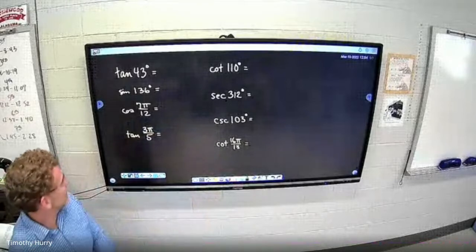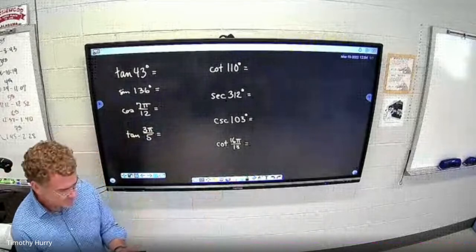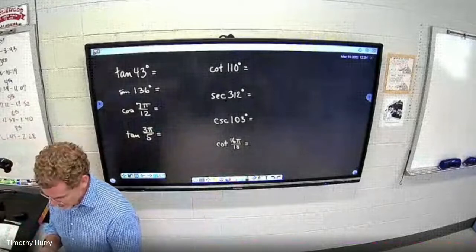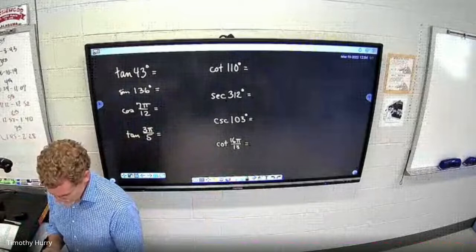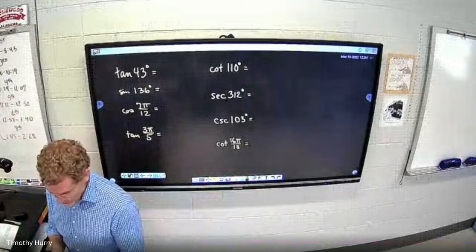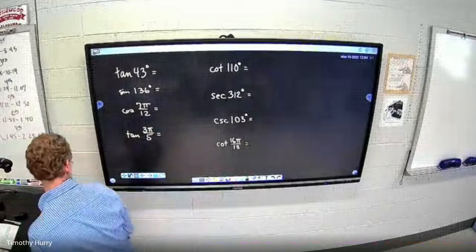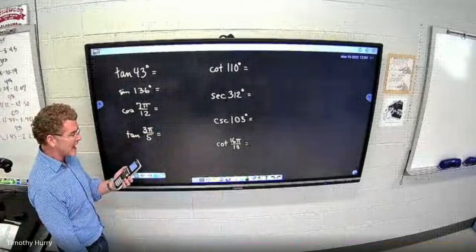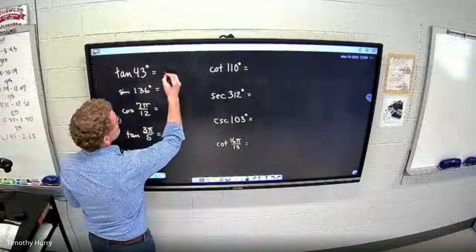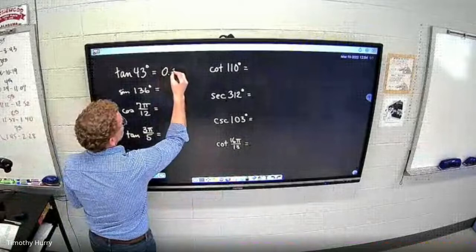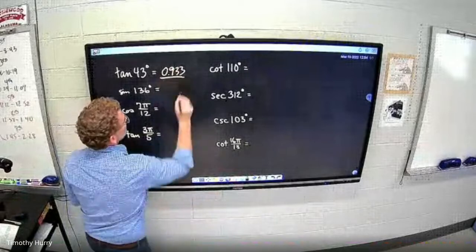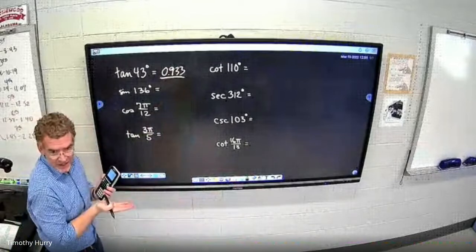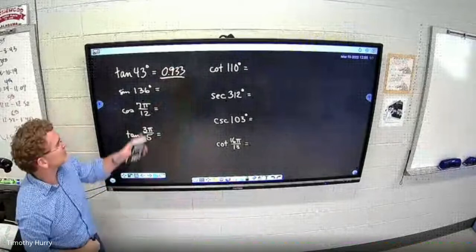Anyway, so type in tangent of 43, and you should get what? If you're in the correct mode, which I am not, degree. You can only imagine how bad it is for you when you don't do that. But when you type that in, you get 0.933. We're going to round to 3 decimal places. So the ratio is almost 1. So for tangent, that means the opposite and the adjacent have almost a ratio of 1. But it's a little bit small.